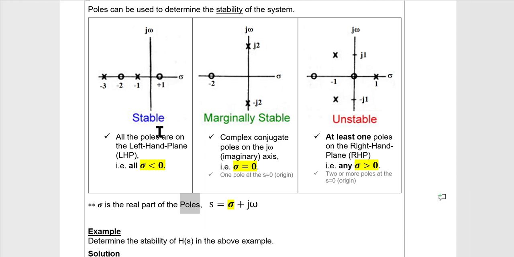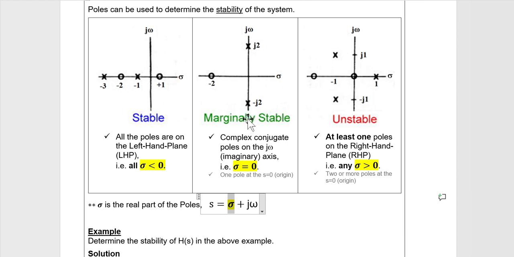Or you can look at the value of the poles. In the poles, all the real parts of the poles, this one, all the real parts should be negative. Then the system is stable. If any of the poles is on the right hand side, for example, in this plot, we have one cross over here. Or if you look at all the poles, if any of them has a real part which is more than 0, which is positive, then the system is unstable. As long as one is positive, it's unstable.